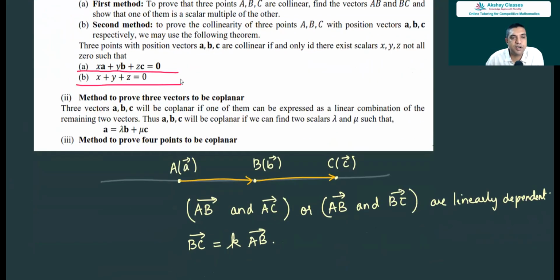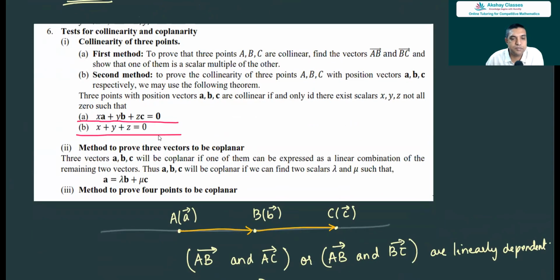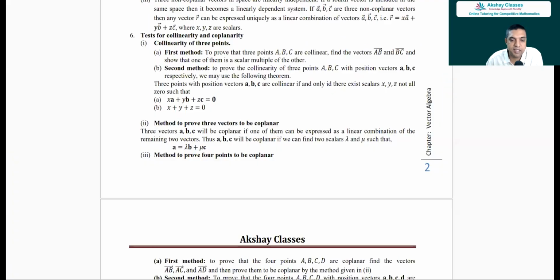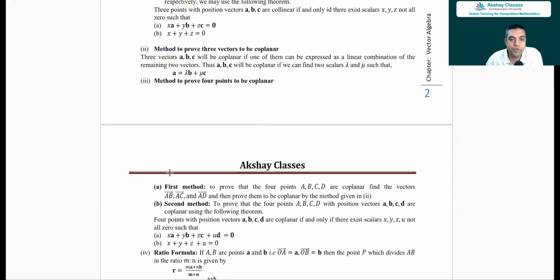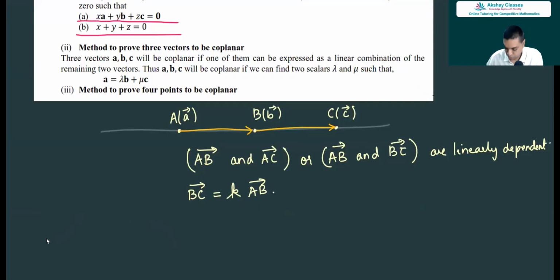Then the test for three vectors to be coplanar. If three vectors A, B, C are coplanar, then one of them can be expressed as a linear combination of the other two. So A can be expressed as a linear combination of B and C. So that is coplanarity. And the method to prove that 4 points, these are not vectors, 4 points, are coplanar.